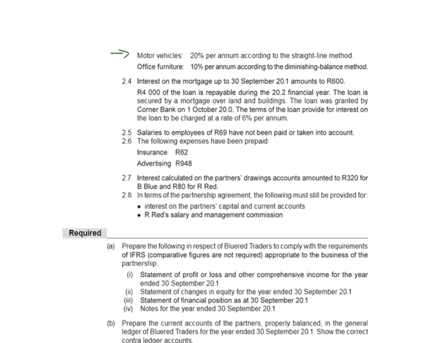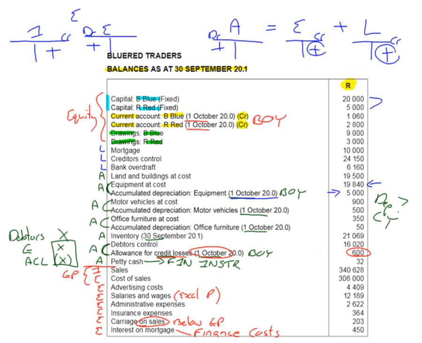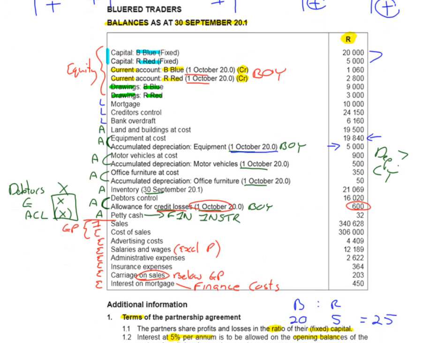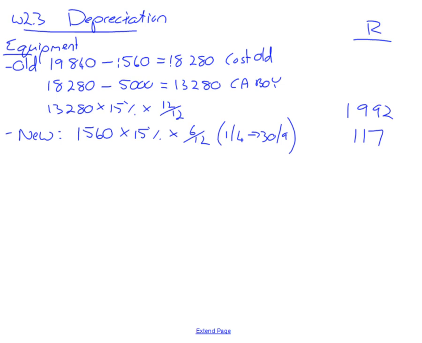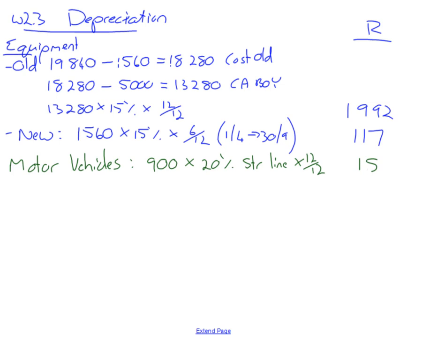Up next, we're doing motor vehicles, and that was 20% per annum according to the straight line method. That one's nice and easy. All I need is cost and, well, this time they haven't given us a residual value at all, right? So motor vehicles, cost of 900. Okay, so motor vehicles will be 900 times 20% straight line times 12 over 12, and that gives me depreciation of 180.